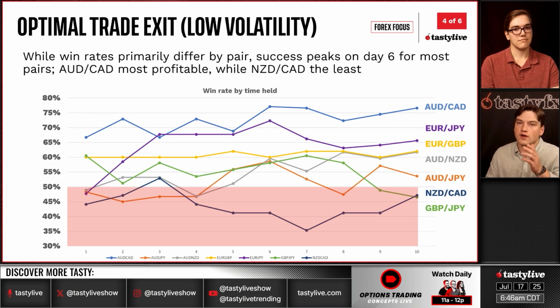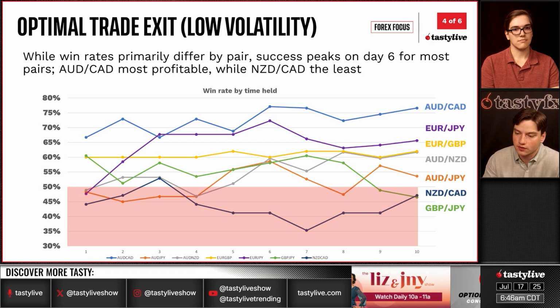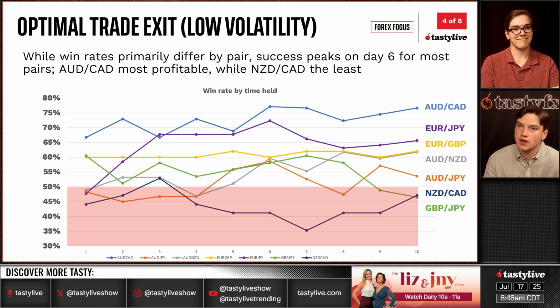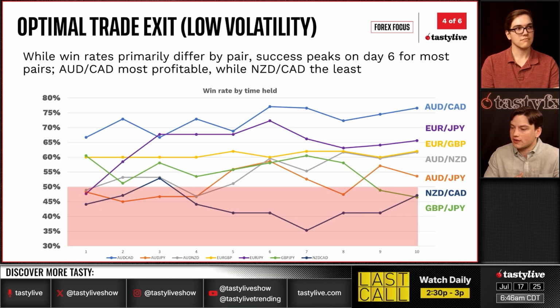Here we're looking at low volatility environments. Frank Caberna hates when I throw up 10 million numbers on the chart, and so I've made it into a nice little graph, a nice visual representation. This is just the win rate by time held in days, looking at hold periods from 1 day to 10 days. And we're seeing what we saw in the table, with Australian dollar, Canadian dollar outperforming the rest.